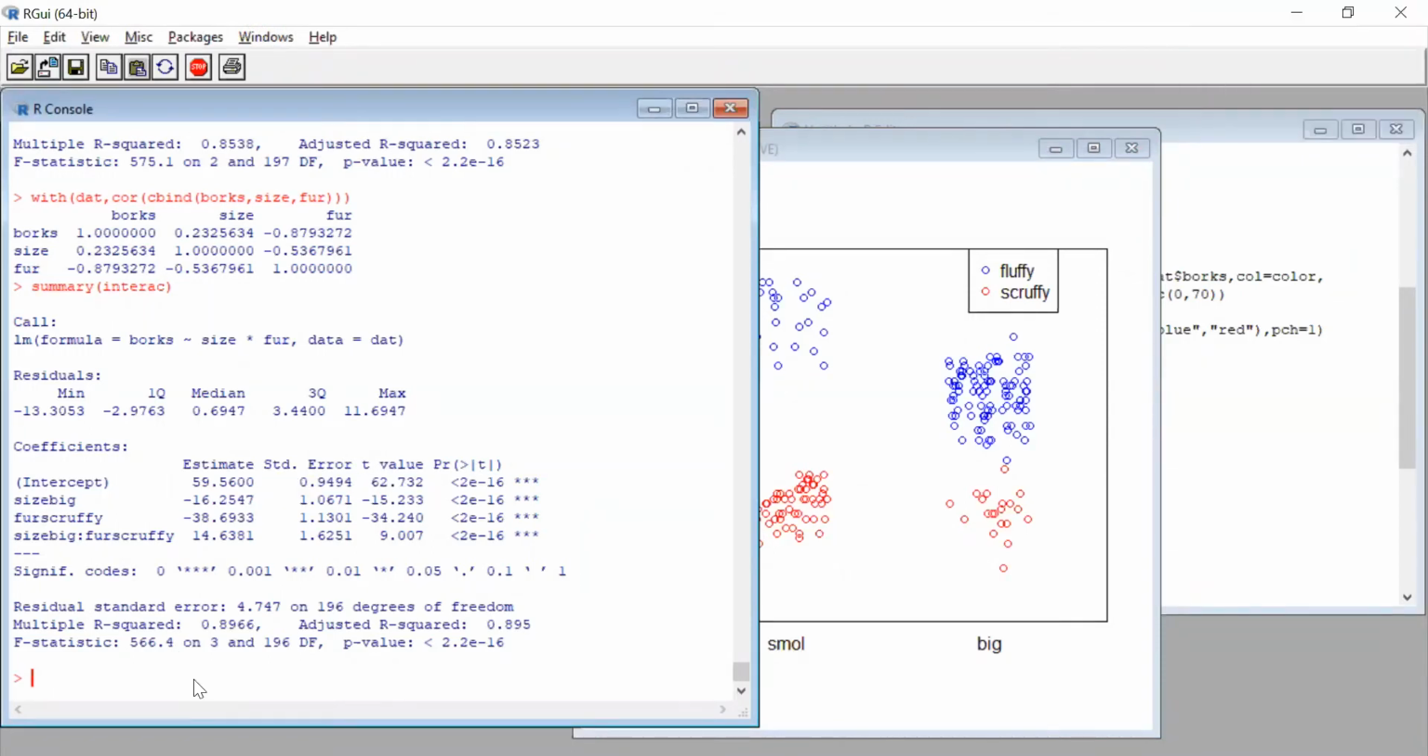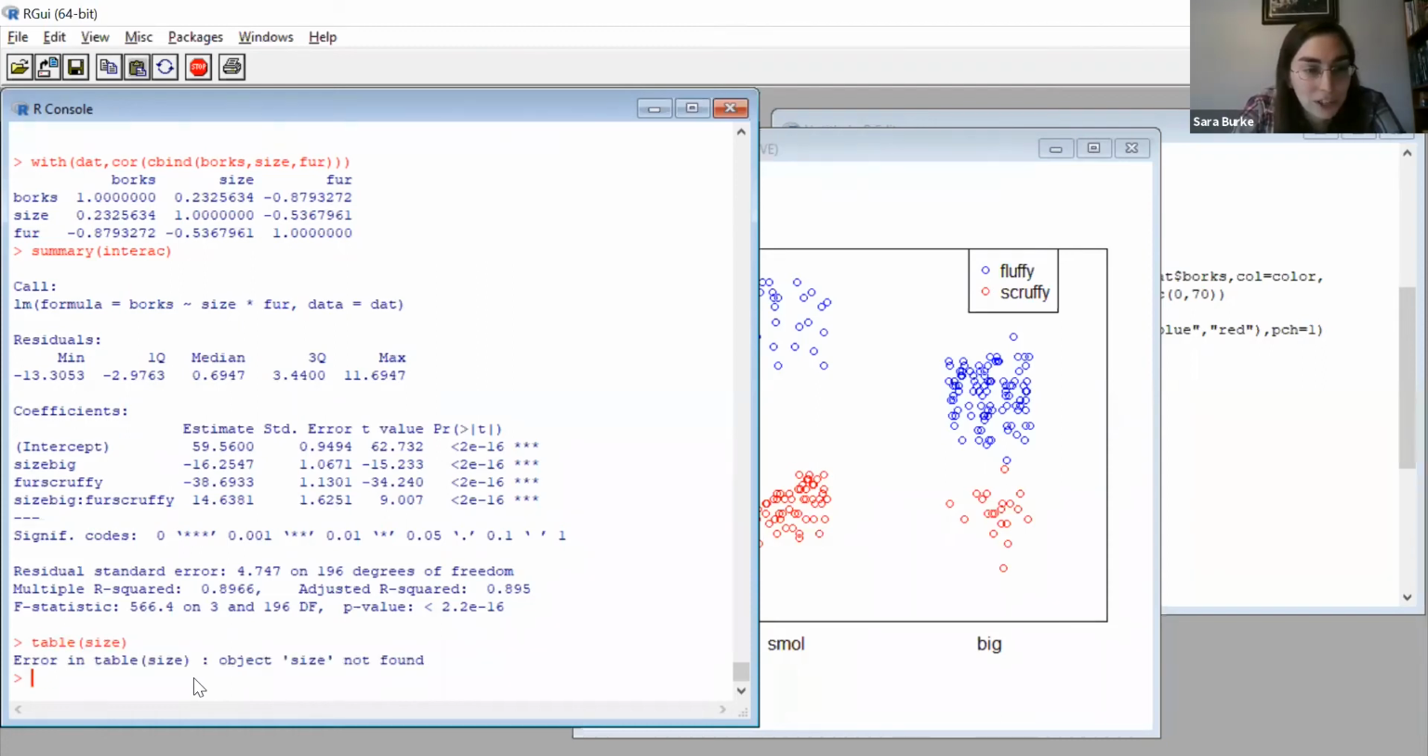I was just going to ask, if we're given a data set that's not necessarily our data, and we can't intuitively know what the comparison group is, can we figure out what that is by looking at what the manipulations were? Because these variables are size big and fur scruffy, can we just assume the comparison group is going to be small and fluffy, or is there a better way to do that if it's not our own data set? Well, if you weren't familiar with the data, you would want to know what the levels of these factors are ahead of time. So the first thing I would have done is probably look at a table of size.